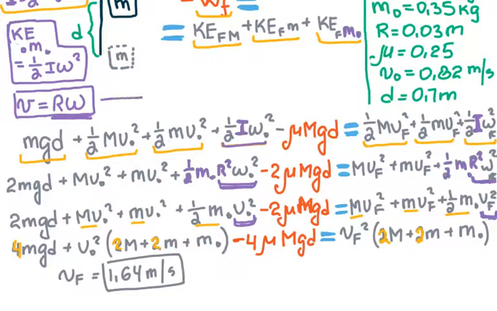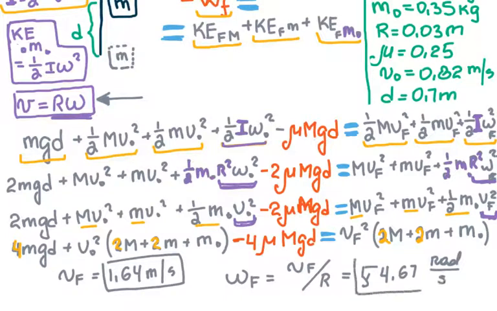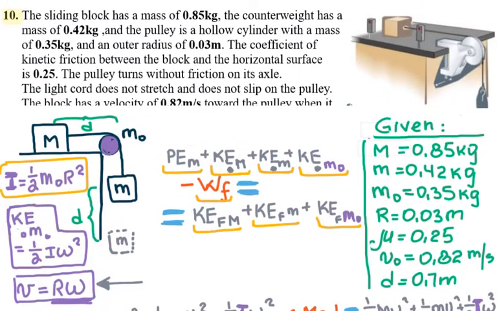And from this formula, again, back to that formula, a very useful formula to remember. It's not given on the AP exam. I can find final angular velocity is equal to final velocity divided by the radius, and the radius is 0.03. So that gives me 54.67 radians per second.